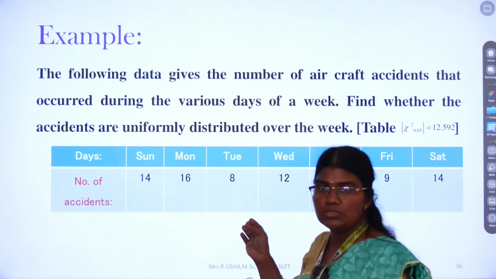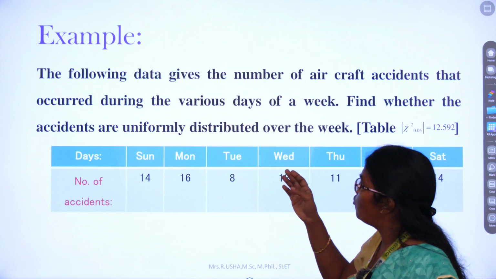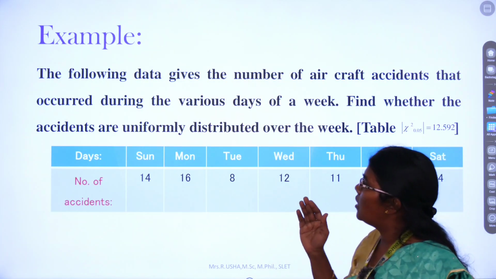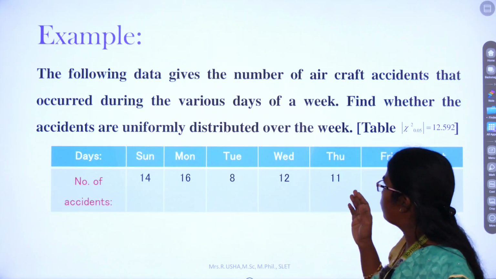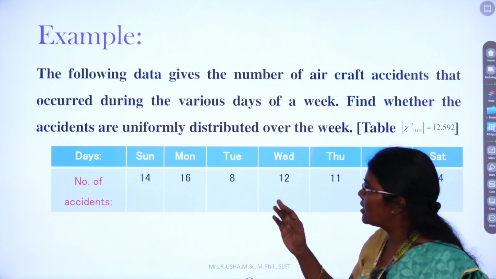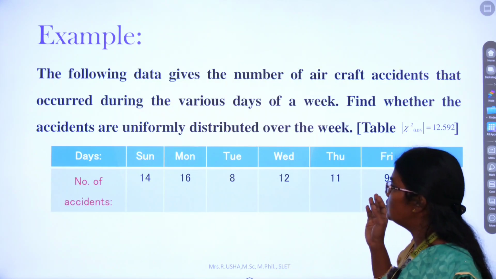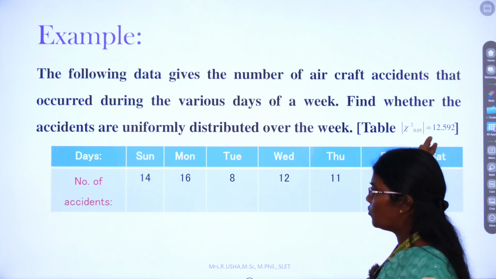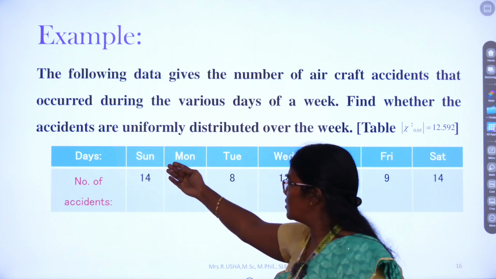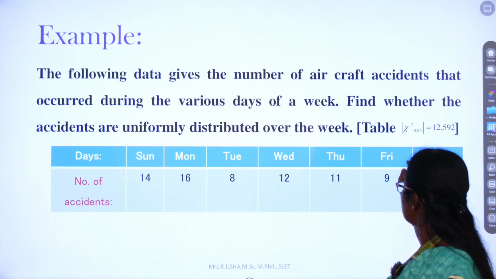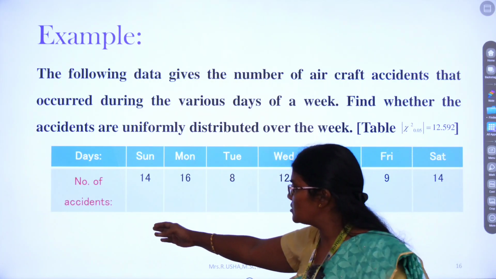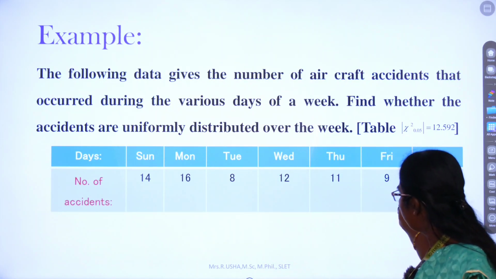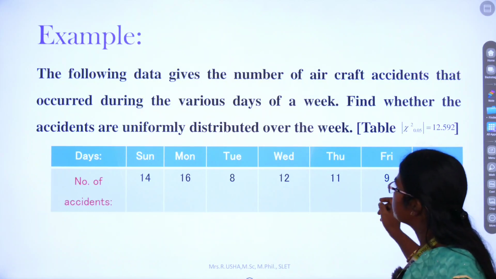Now we will see an example. The following data gives the number of aircraft accidents that occur during the various days of a week. Find whether the accidents are uniformly distributed over the week. The table value of chi-square is given in the problem itself: 12.592. The days are Sunday, Monday, Tuesday, Wednesday, Thursday, Friday and Saturday, and the number of accidents are: Sunday 14, Monday 16, Tuesday 8, Wednesday 12, Thursday 11, Friday 9 and Saturday 14.